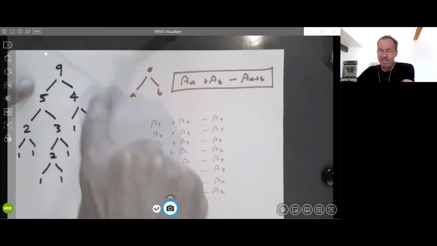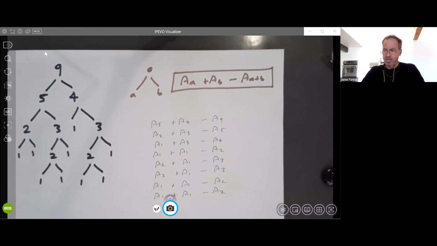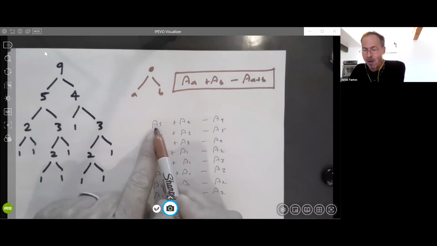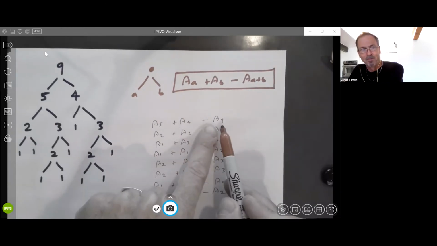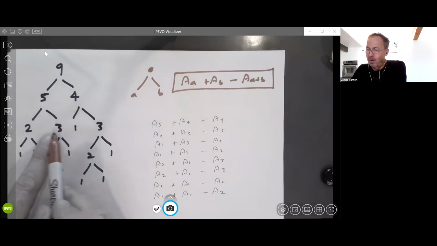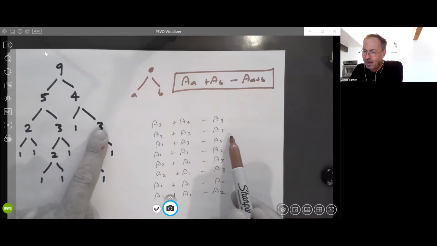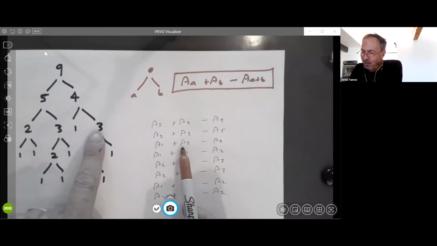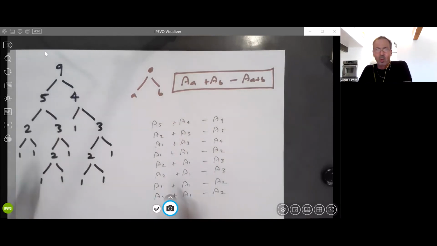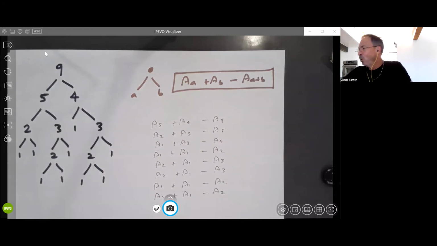And I did that for this example of splitting 9 pebbles. So I first split into 5 and 4, and I literally wrote the 5th term plus the 4th term minus the 9th term. Then I split the 5 into 2 and 3. So then I wrote the 2nd term plus the 3rd term minus the 5th term. I did the 1 and 3 here, 4 into 1 and 3. So I wrote A1 plus A3 minus A4. And I kept doing that all the way along. And look what beautiful magic happens.